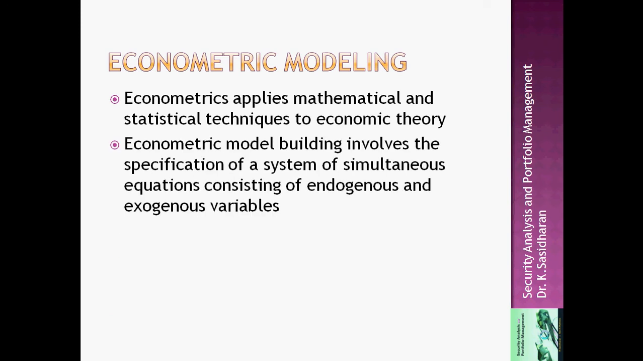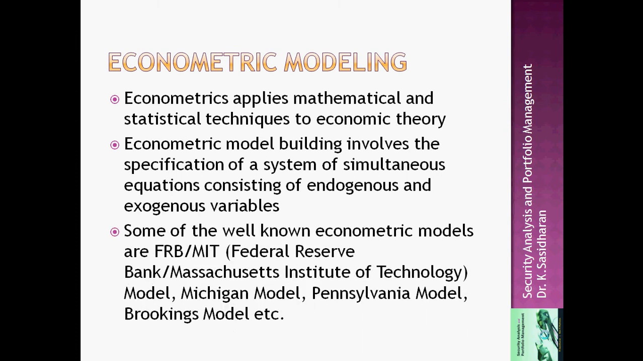Econometric model building involves the specification of a system of simultaneous equations consisting of endogenous and exogenous variables. Endogenous variables are within the firm, and exogenous variables are outside the firm. Some of the well-known econometric models are FRB, MIT, Institute of Technology model, Michigan model, Pennsylvania model, and Boston model, etc.